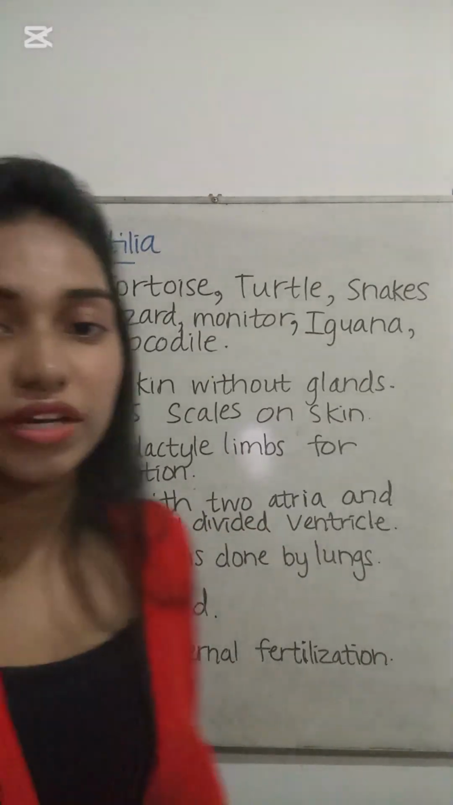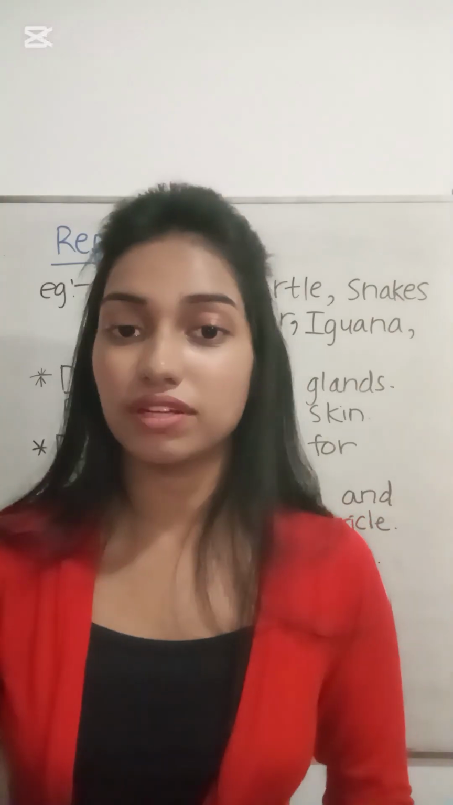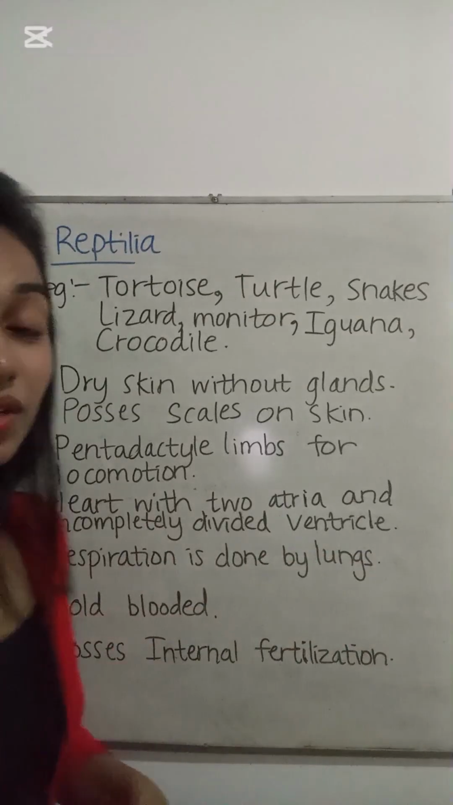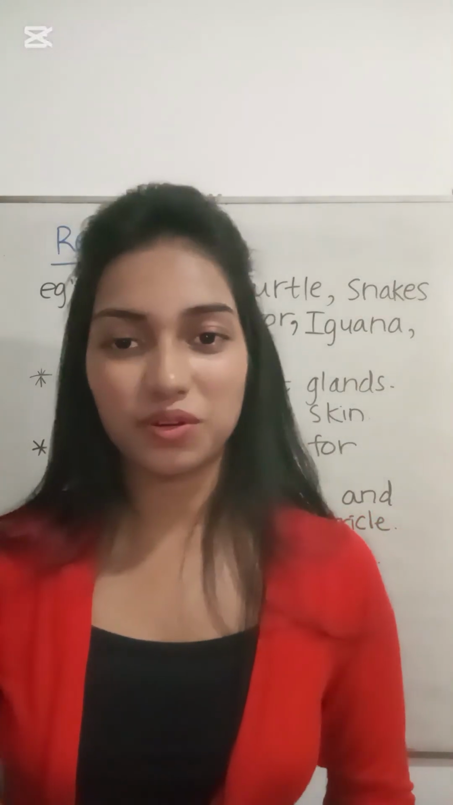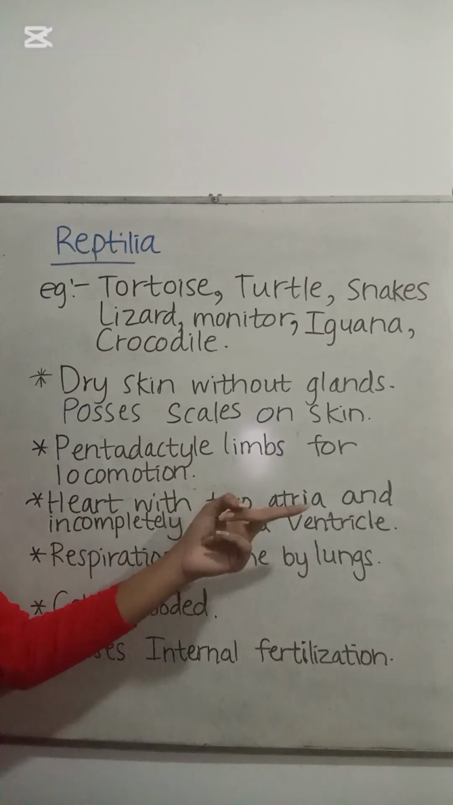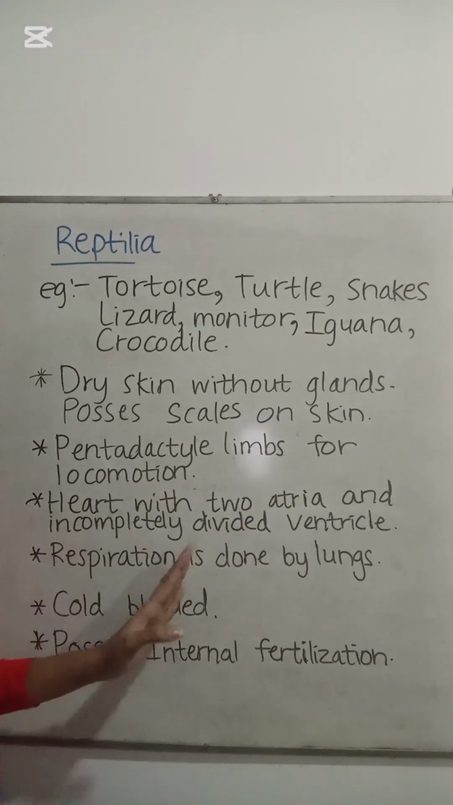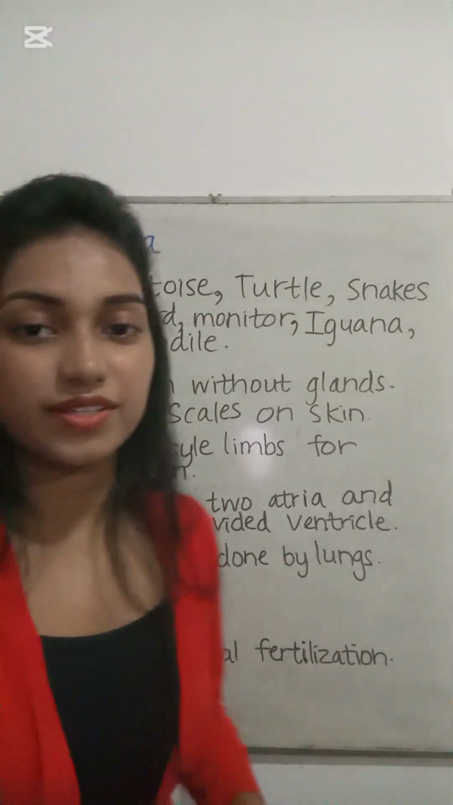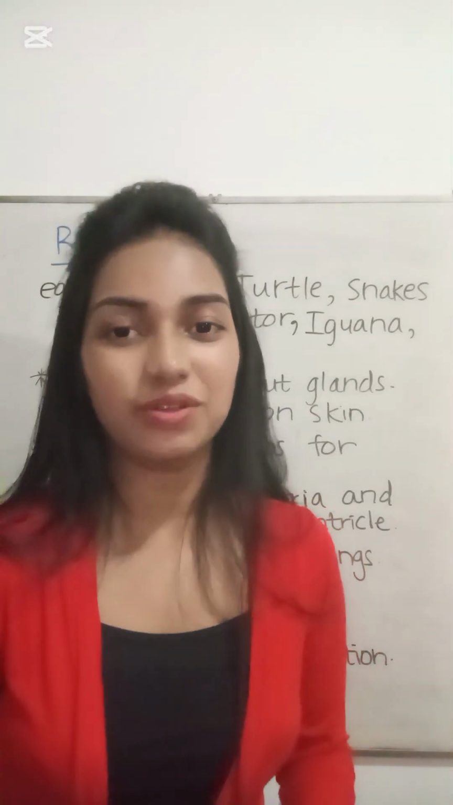Do they have two ventricles? Can we say that they have two ventricles? No, still they are dividing, right? We'll see in the next class of vertebrates whether they are divided or not, right? So here we can say two atria and one ventricle, but it is an incompletely divided ventricle. It is going to be divided into two parts.